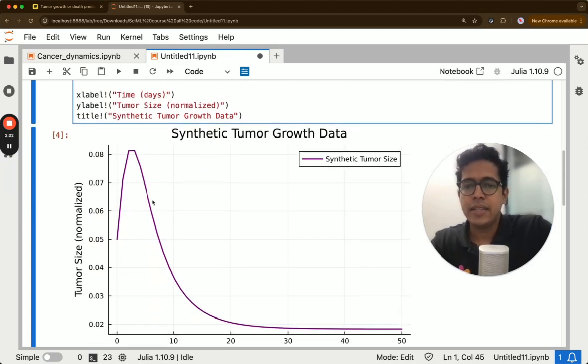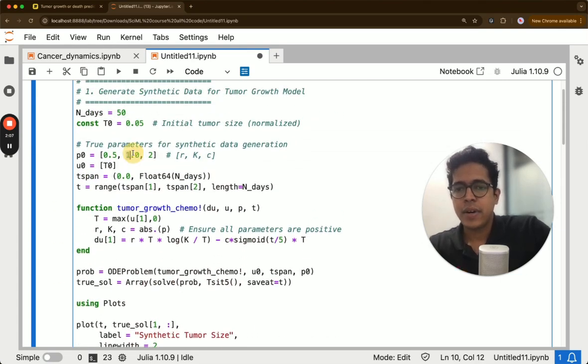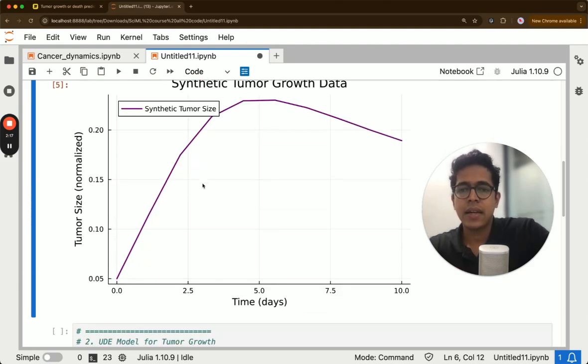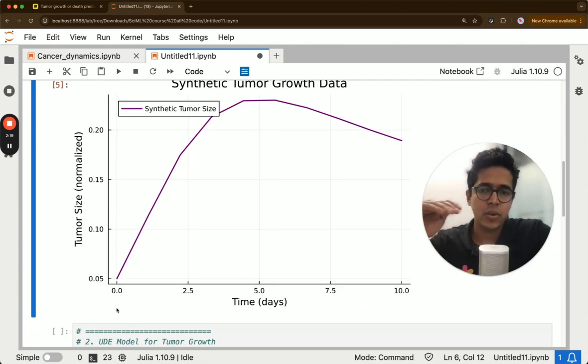So now you can see the synthetic tumor growth data, which I obtained by using 1.0 as the value of K, 0.5 for R, and 2 for C. We can play with this parameter, right? So let's keep C as 2 and maybe number of days as 10. You will see that the graph shape changed. So now we are only simulating for 10 days and the tumor reaches a peak size at the 5th day.